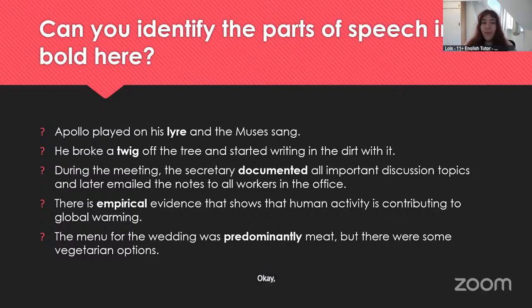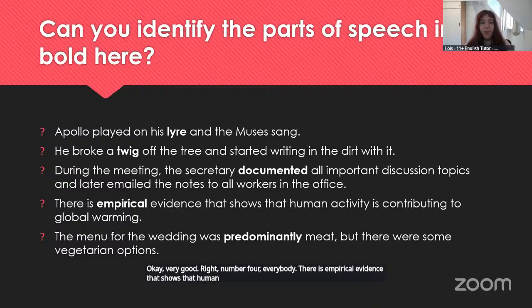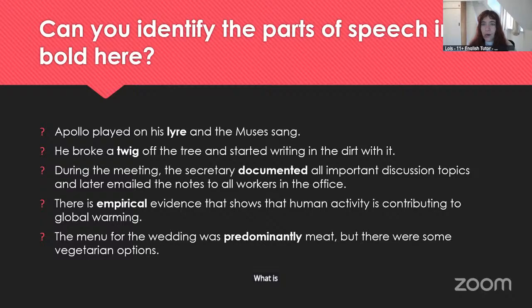Okay, very good. Right, number four, everybody. There is empirical evidence that shows that human activity is contributing to global warming. What is our word type there for the word empirical? Just checking through here.